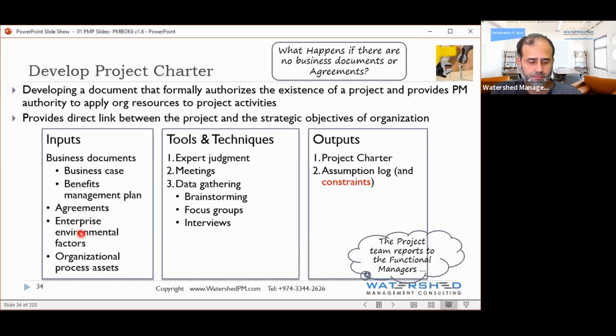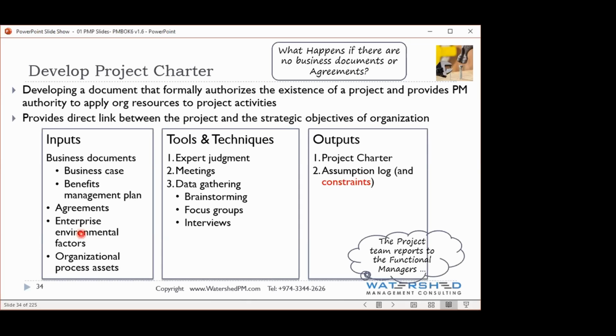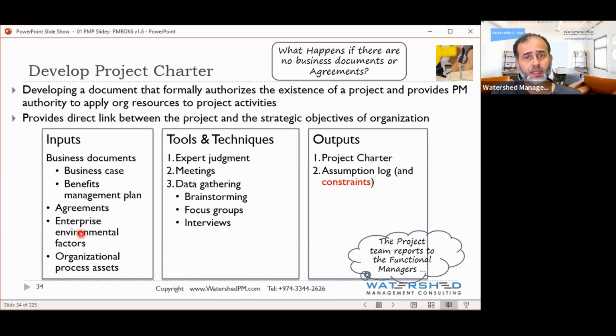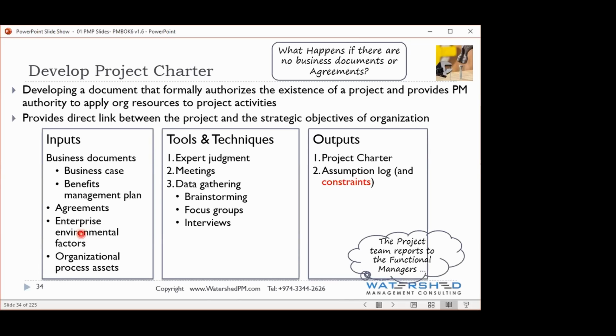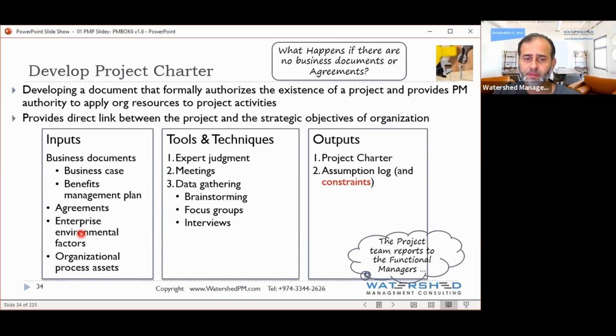Another example. Is it possible that your company has a template of a charter, like a sample template? Possible. And if there is a template the company has, then you've got to use it. So it means it has to come as an input. Through which input is your template coming in? Organizational process assets, because a template is included in assets. Okay, so clear with why organizational process asset is an input? Clear. Now let's go back to enterprise environmental factor.